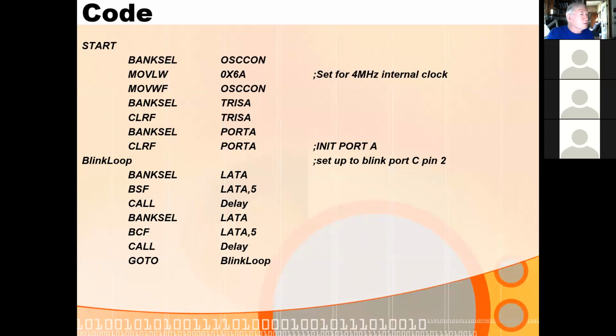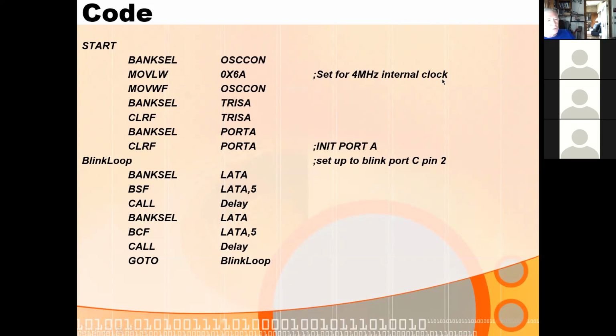So first we're going to set everything up. And the first thing we want to do is set our clock for 4 megahertz internal clock. Okay. So we got this far the other day. I'm going to use my bank select instruction to set the bank register for the proper bank with OSCCON. And then I'm going to move literal to W, and I'm going to put in hex notation 6A. Then I'm going to move the contents of W to F, and it's going to get stored in OSCCON. That's going to set the oscillator control register for 4 megahertz using the internal clock.